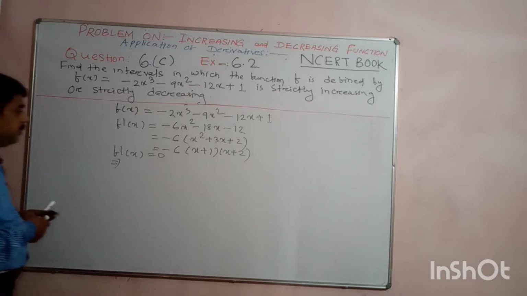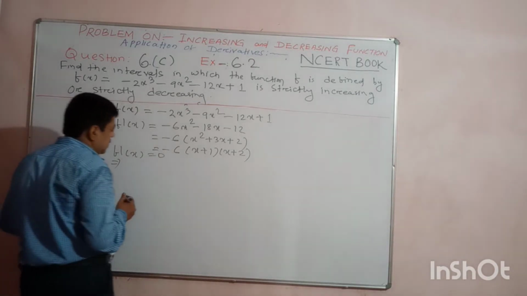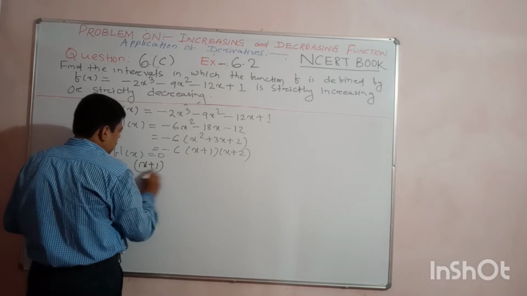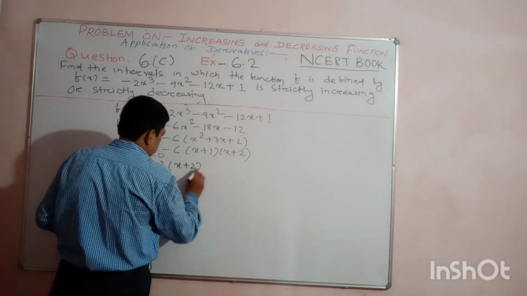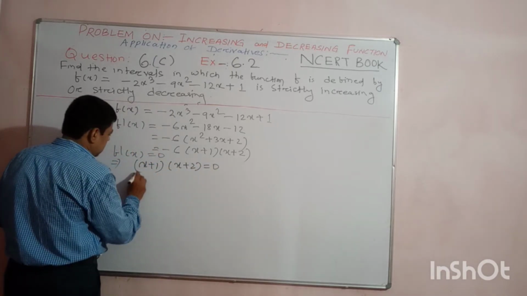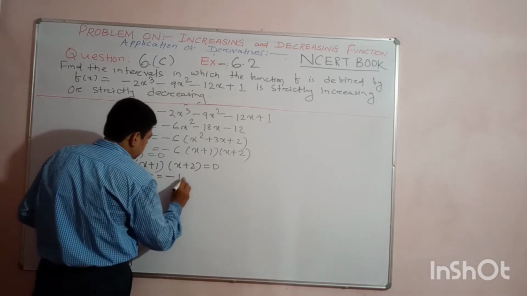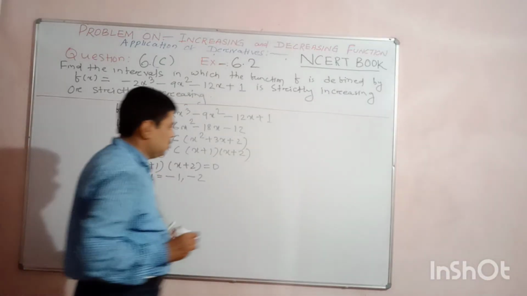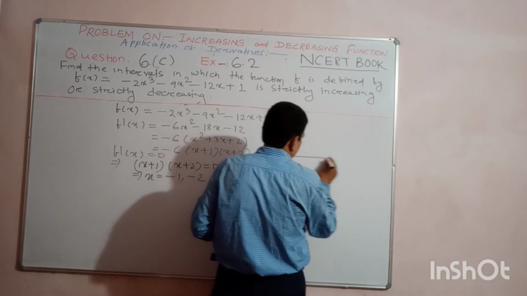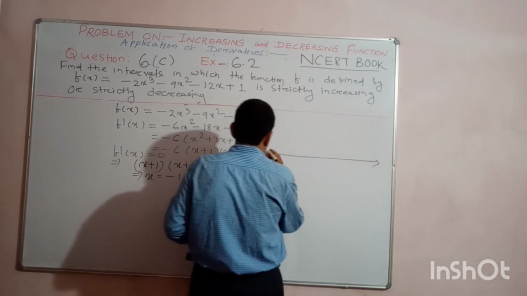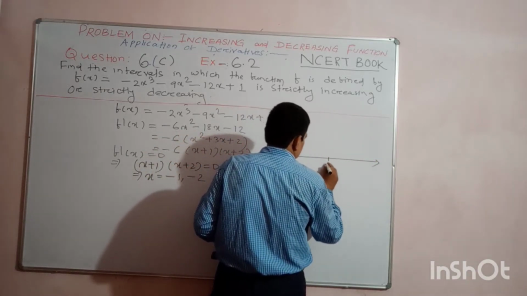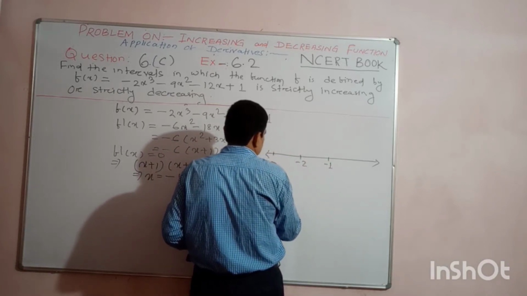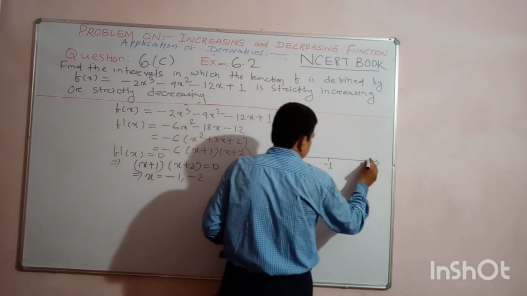In order to find the different intervals, let us equate the derivative of the function, f'(x), equal to 0. Then (x + 1)(x + 2) = 0. Then x will be -1 and -2. Now the real numbers -1 and -2 divide the real number line. Let us draw a number line, students. So this number is -1 and -2, and this is minus infinity and plus infinity.